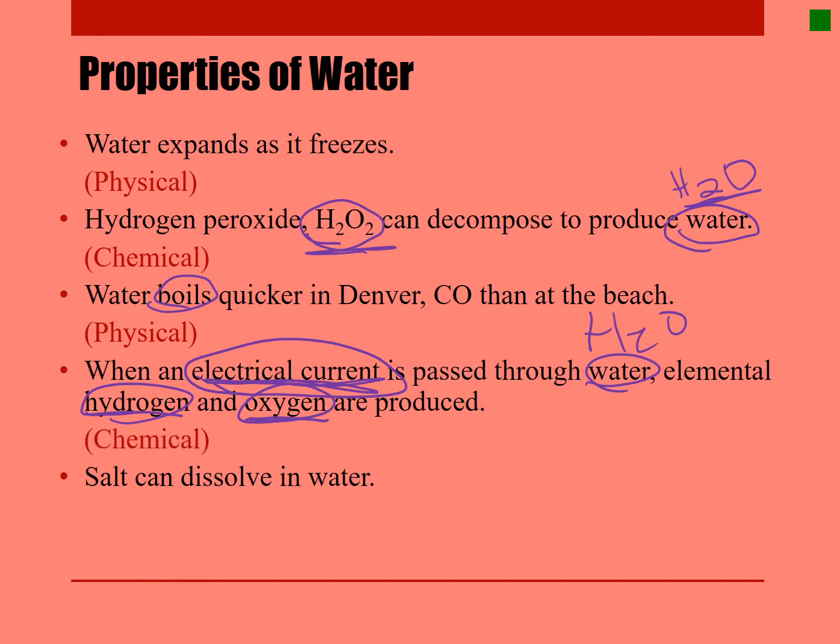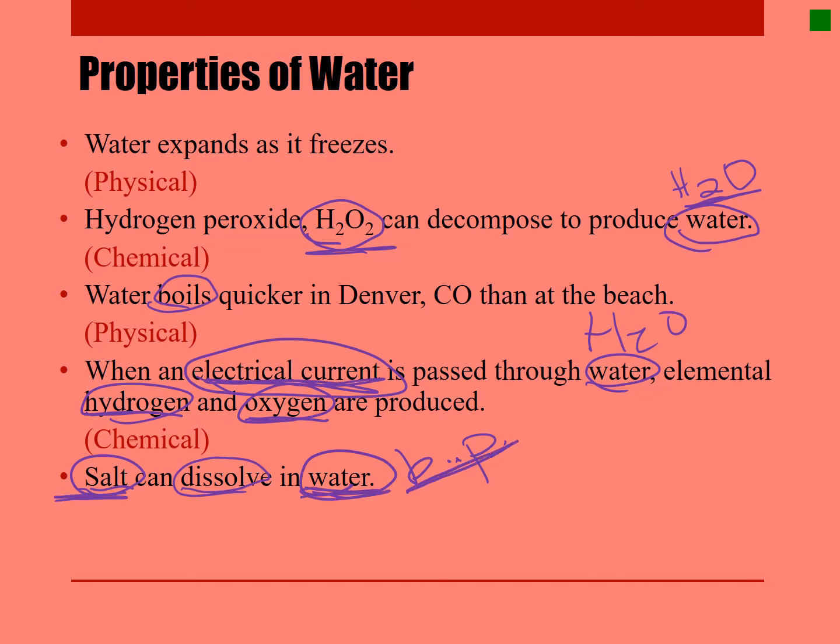This is the last one, and this is a very tricky one. Salt can dissolve in water. So you would think, oh, it's dissolving, it's disappearing. Obviously, it's chemical. If it is reversible, it is going to be physical. So is there a way that I can use salt and water that is mixed together and separate them again? Yes, I can use their boiling point differences. Water has a lower boiling point than salt, so I could evaporate off the water and get salt.